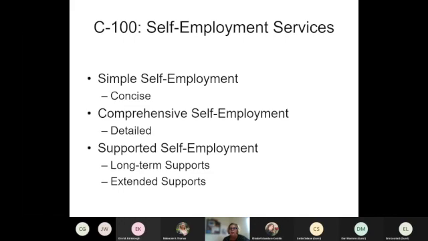In voc rehab, there are different kinds of self-employment: simple self-employment, comprehensive self-employment, and supported self-employment. It goes from something that's more concise to a comprehensive self-employment plan that is very detailed. And then supported self-employment includes supports and long-term and natural supports that individuals might need, just as if they were looking for supported job placement.